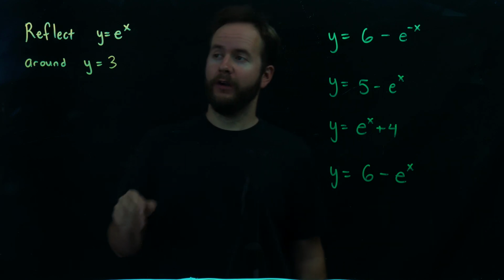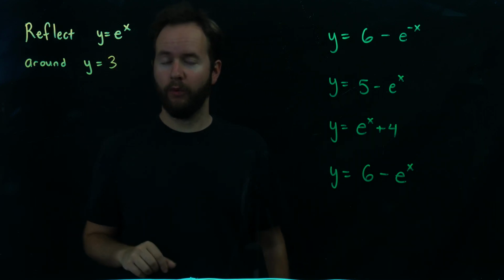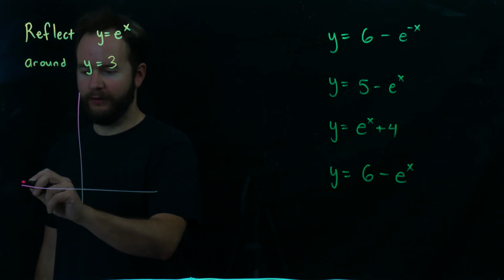For this problem, our job is to figure out what happens to the equation of y equals e to the x when you take that shape and reflect it over the line y equals 3. I'm going to start by drawing some axes and our standard e to the x graph. Here's e to the x.